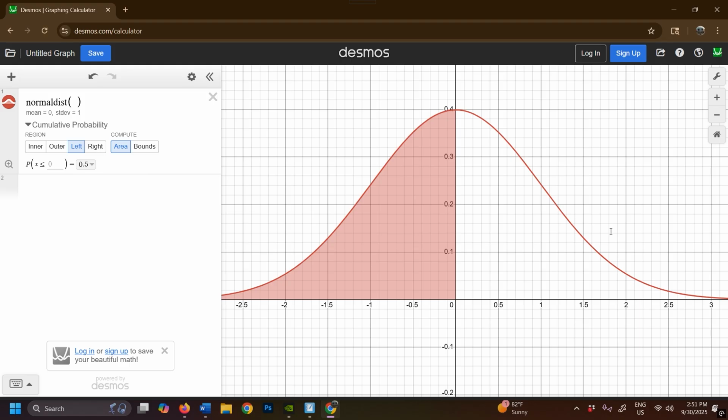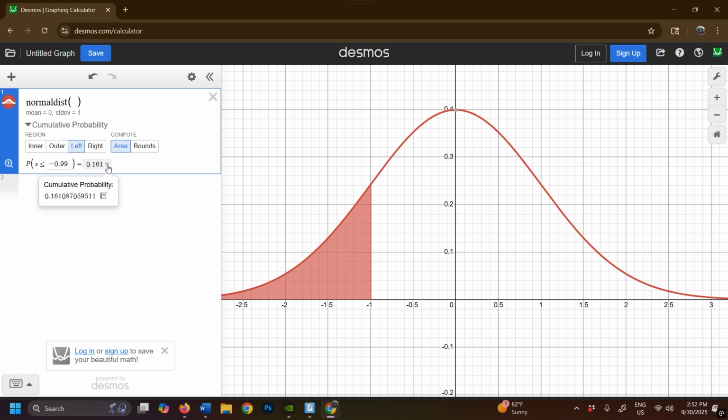And so since my mean is 0 and my standard deviation is 1, I can essentially just type in the numbers that they give us. So since they want me to find the area to the left of a z-score of negative 0.99, I have that value right here. Now, it gives you 3 decimal places, but if I toggle down that little triangle, it gives me 10 decimal places, which is more than enough.